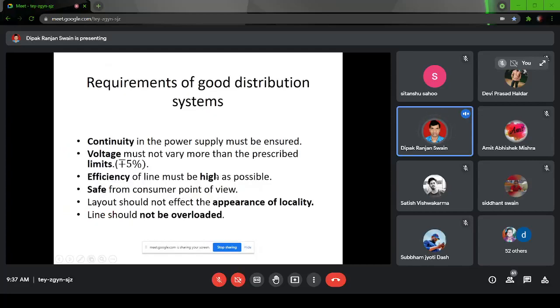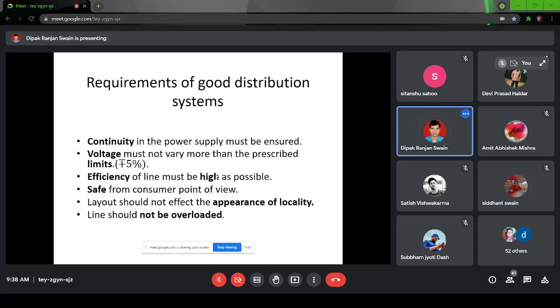And this also I have told you: for any distribution system, these are the minimum requirements. Continuity, constant voltage, efficiency should be high, and it should be safe from the consumer's point of view. The layout should not affect the appearance of the locality, which we also discussed. Now in India generally we don't follow that, but obviously in future we are going to look for that also, that the appearance of the locality should not be bad.